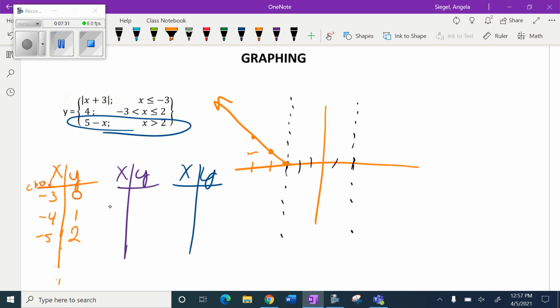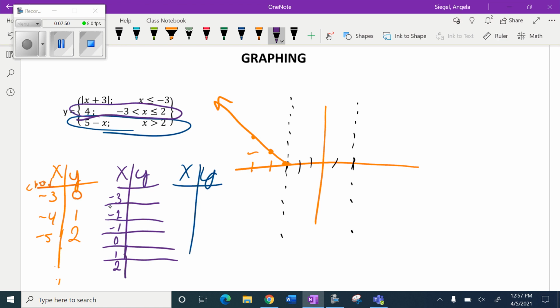I'm going to erase all this. And now I'm going to go to this one right here. So I'm really going to put in those values. So -3, -2, -1, 0, 1, 2. You do not have to put these all in. Definitely put the first and the last one to get the idea of your graph, but you do not have to put all these in between.